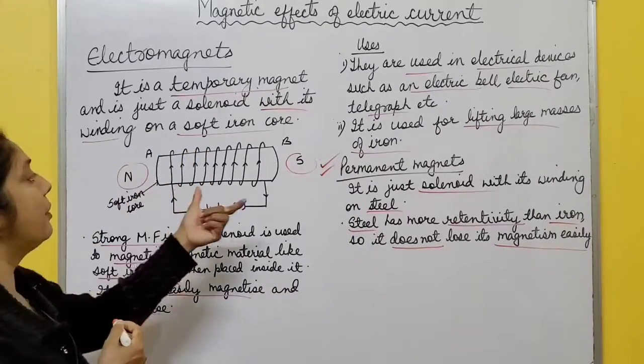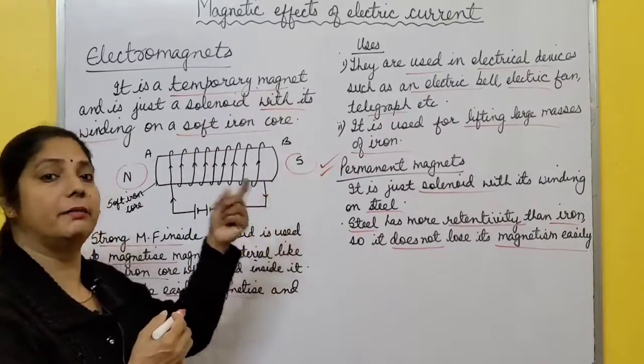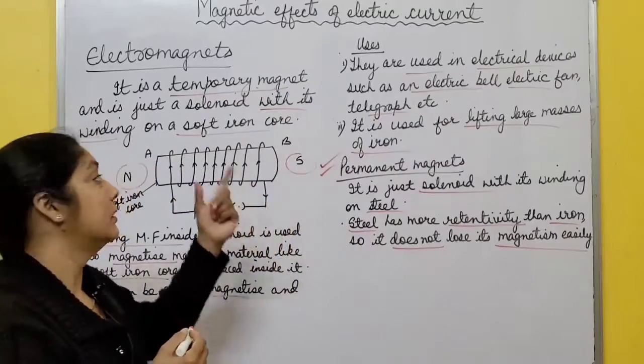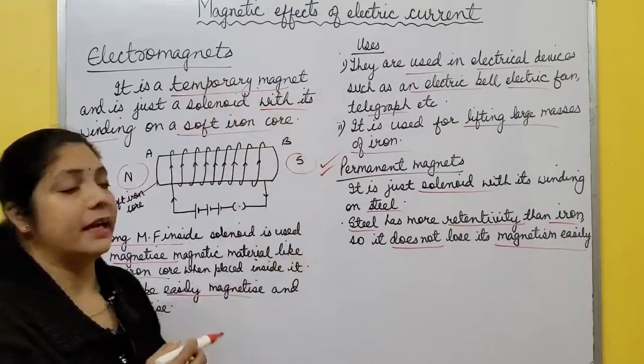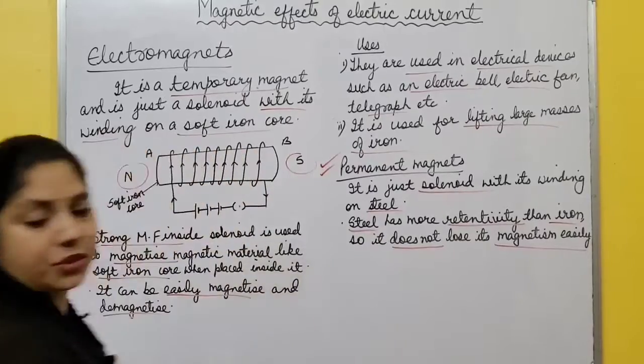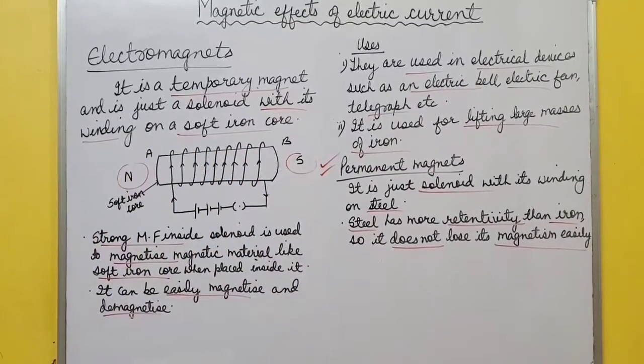So these are two important properties of solenoid. The magnetic field inside the solenoid can be used to make an electromagnet as well as a permanent magnet. Please take a screenshot of this one and move to the next topic.